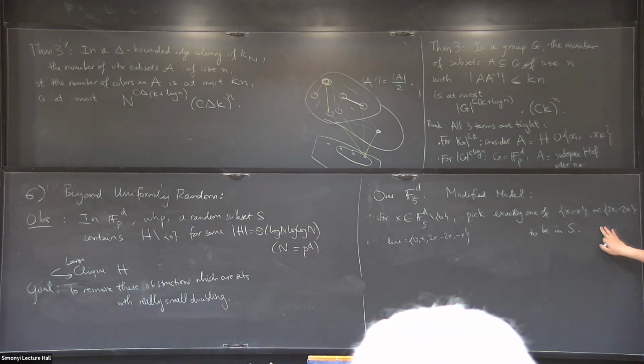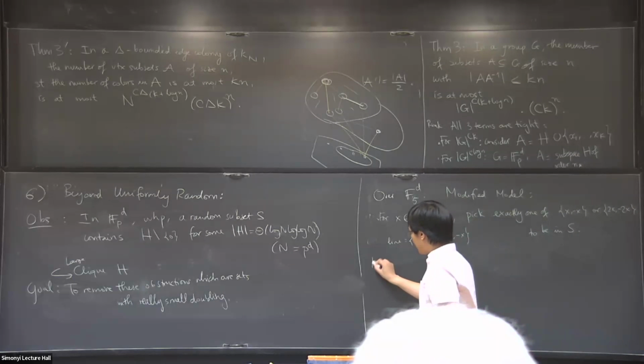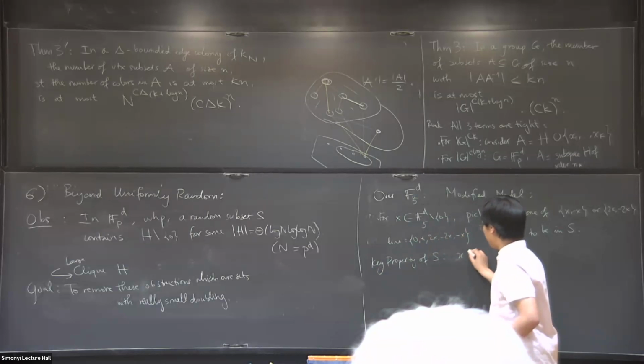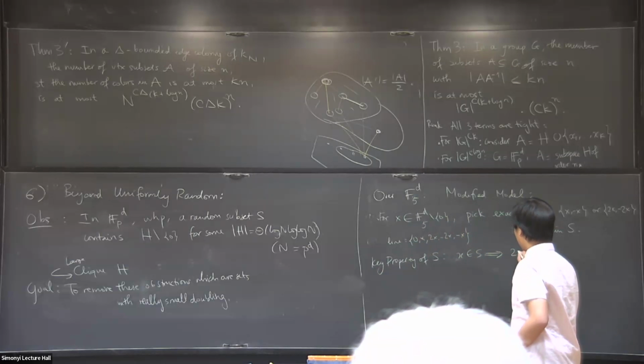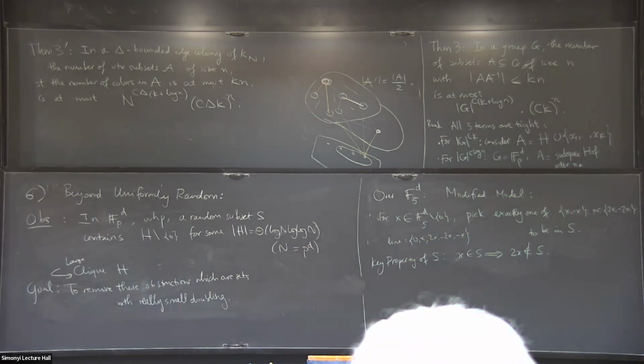And it's very easy to see that now there's no subspace that lies within S. Whenever we have an element x in S, 2x is not going to be in S. So immediately we destroy all of the subspaces. So this key property of S, which is very simple, is that if x is in S, then 2x is not in S.